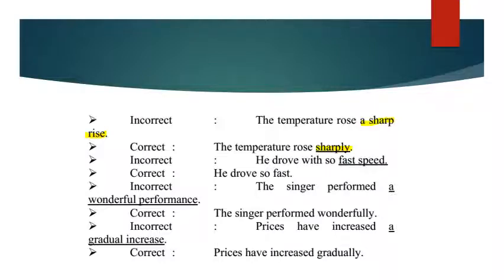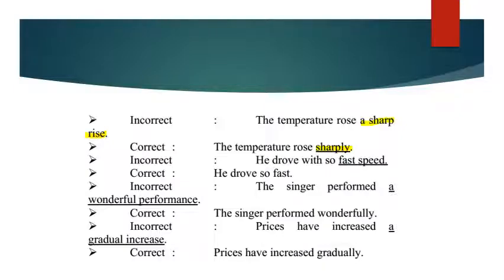The Arab learner has copied this form of noun plus adjective, or as we said, a sharp increase, or rapidly. Okay, he or she copied it into the English language, which would result in an incorrect sentence, as you see here. So instead of saying the temperature rose a sharp rise, he or she is supposed to say the temperature rose sharply. Use the adverb right away.